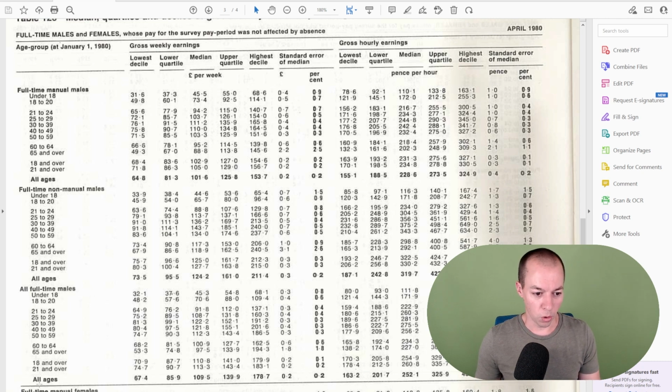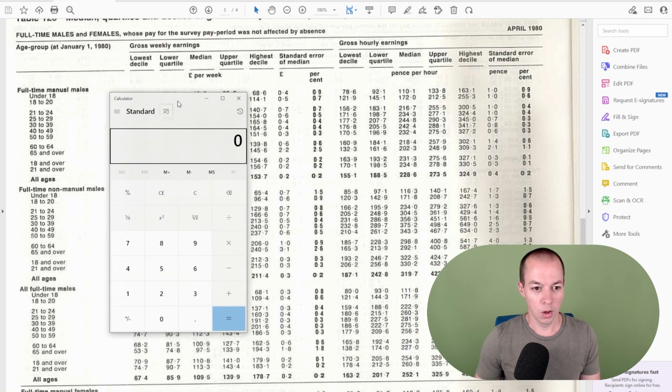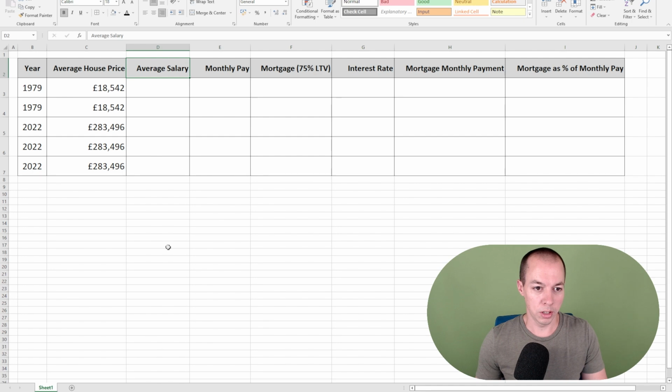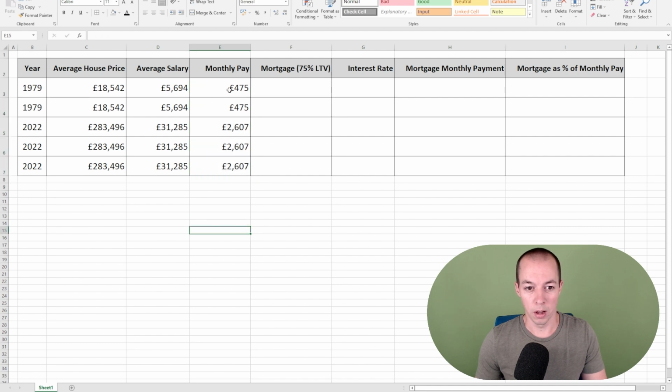So all full-time males for all ages, the median salary here, or sorry, I say salary, it was weekly pay back then. The median weekly pay was £109.50. So if we do £109.50 times 52, that's £5,694 per year approximately. That was the median salary. But let's pop this into the spreadsheet. So we've got the average salaries here for both 1979 and 2022. And I'm just going to divide all of those by 12 so you get the monthly figure. So people were earning on average £475 per month. And at the moment we're earning on average £2,607 per month.